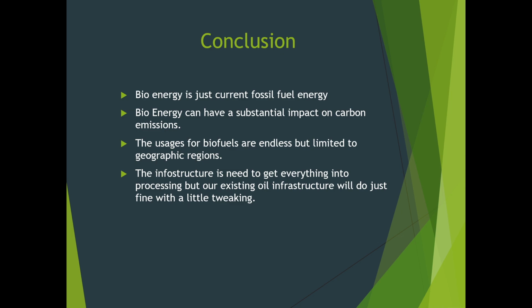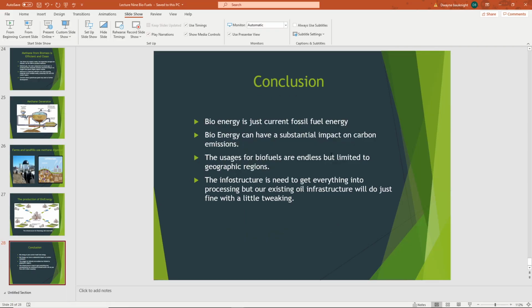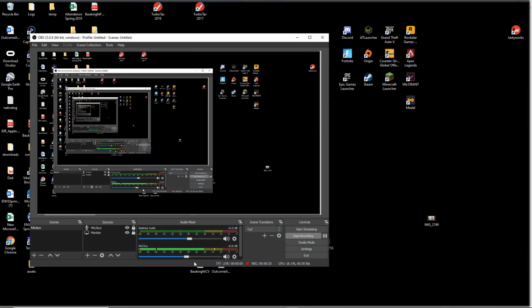The infrastructure is needed to get everything into processing, but our existing oil infrastructure will do just fine with a little tweaking, I believe. So we do really have the pipelines and everything we need to get everything around. We just got to set up some micro processing plants to get it to the big processing plant. Then it would hit the big distribution plant that we already have set up. That's my humble opinion. And I think algae is actually going to be able to do that. Algae is going to be the go-to thing.